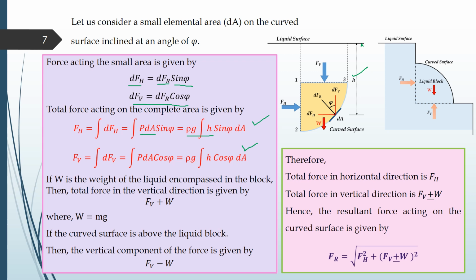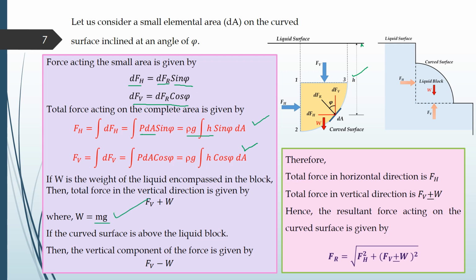Now the most important thing over here is horizontal force is okay, but in vertical force, if you want to take into consideration the total force which is acting in the vertical direction, we have to take into consideration the weight of the fluid, that is, we have to take the body forces into consideration also. So body force will be due to the weight of the liquid which is encompassed in your liquid block. So if W is the weight of the liquid encompassed in the block, then the total force in the vertical direction is given by Fv plus the weight of your liquid. Okay, so weight can be given by mg.